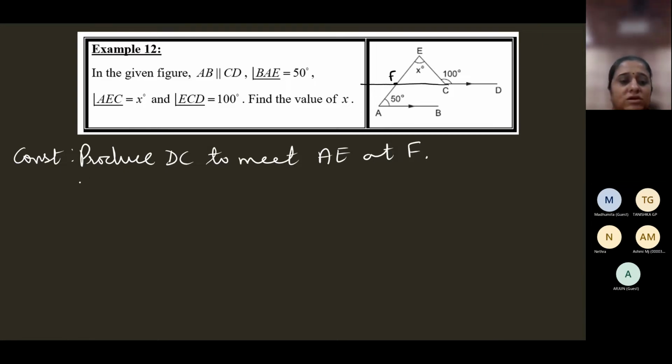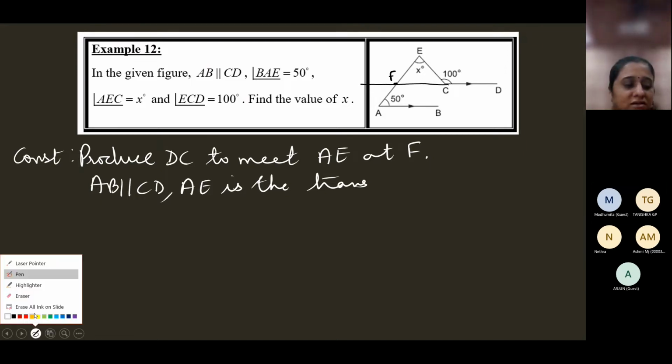Okay, so now it's given. We know that AB is parallel to CD. It's marked there. You can see here, and it's also given. AB is parallel to CD, and the transversal is, you can say AF or AE, anything. Okay, so AE is the transversal. AE is a transversal. So corresponding angles are equal.